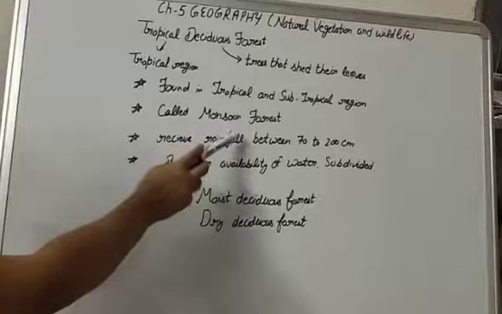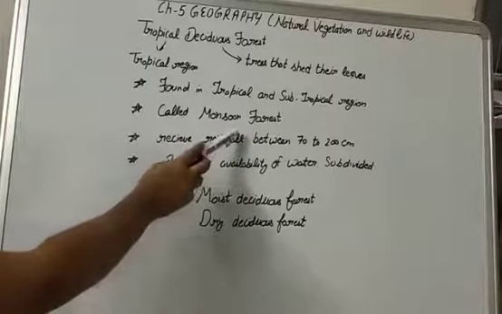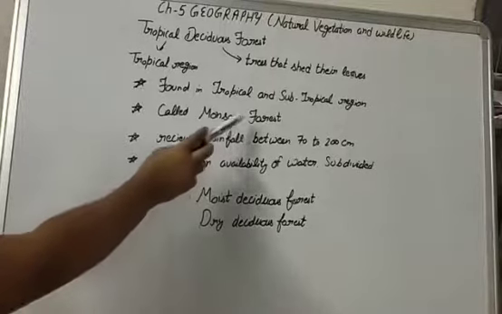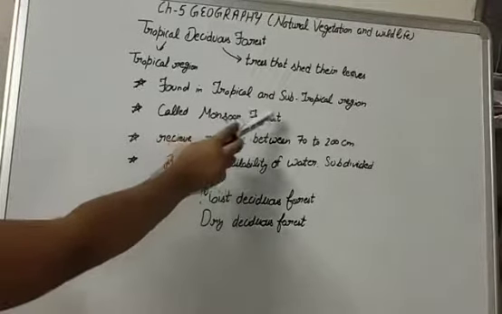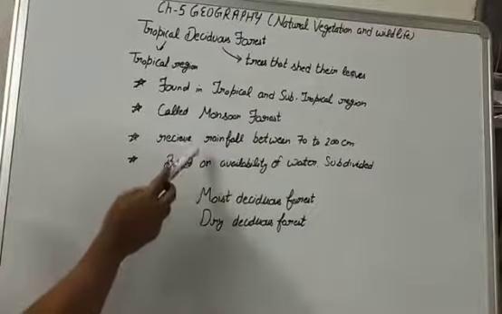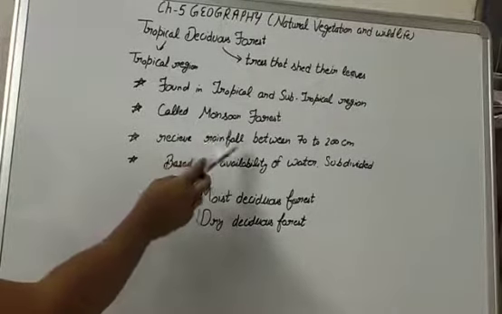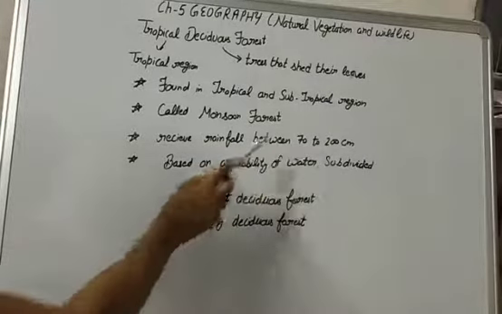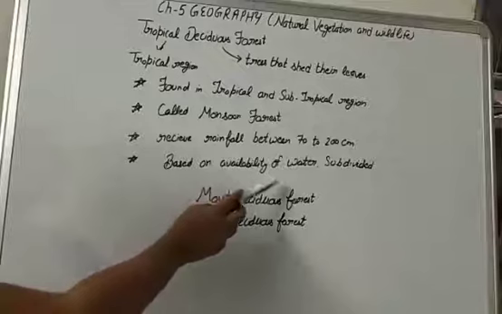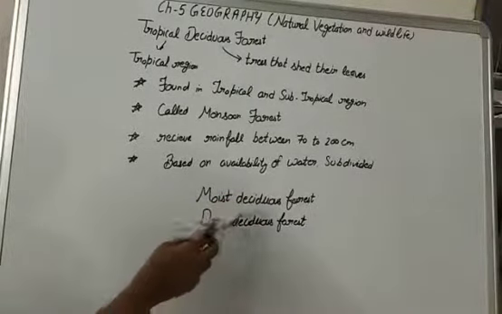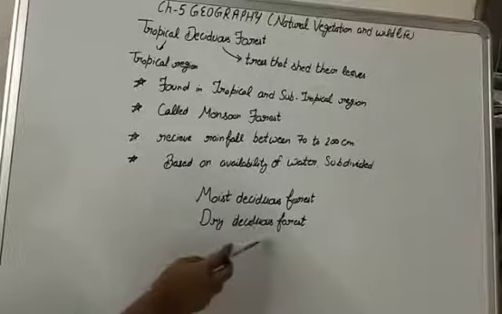So these forests are mostly found in the region between the equator and the Tropic of Cancer, but some forests also exist in the subtropical regions. These forests are usually found in places that receive rainfall between 70 to 200 centimeters. Based on the availability of water, these forests are subdivided into two parts: the moist deciduous forest and the dry deciduous forest.